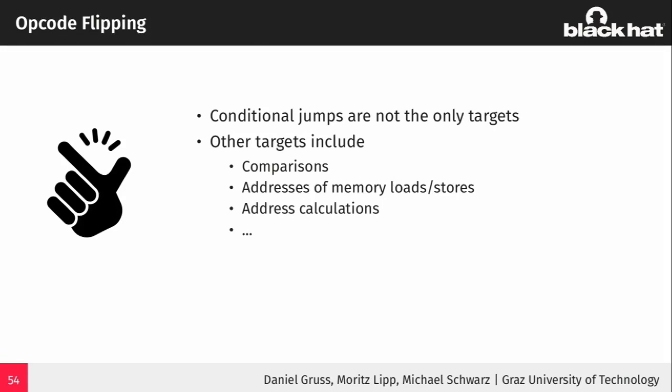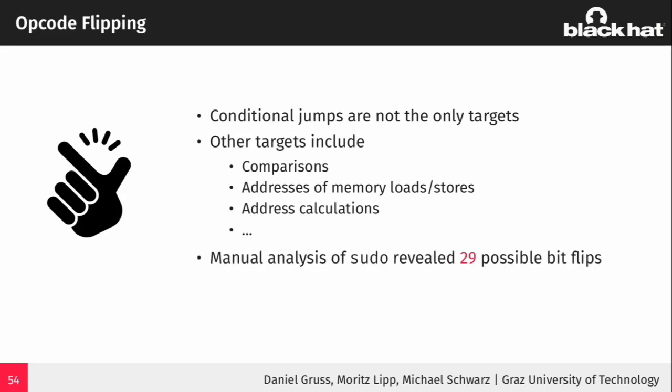We can change which addresses we load or store, or during the address calculation, we can change some constants and then use another address as the value to load. And by manually analyzing one pseudo-binary, we found 29 possible bit flip locations where we could circumvent the password check and run a command as root. But there are many more to find, right? Yes. Yeah, this was manual analysis.